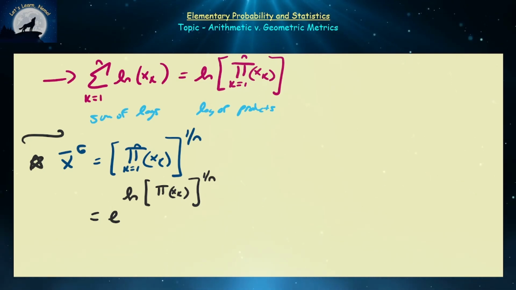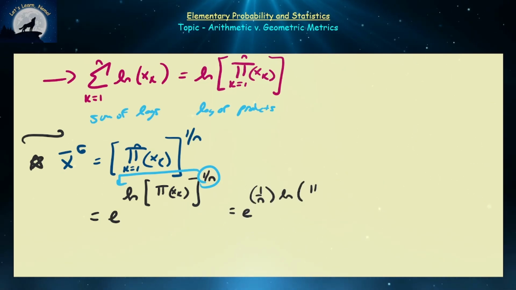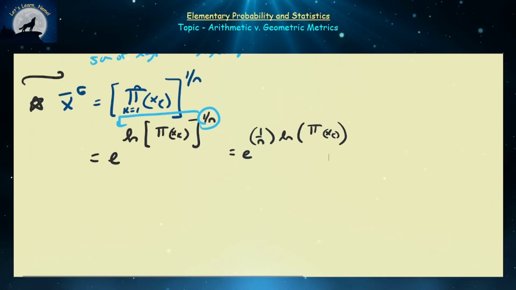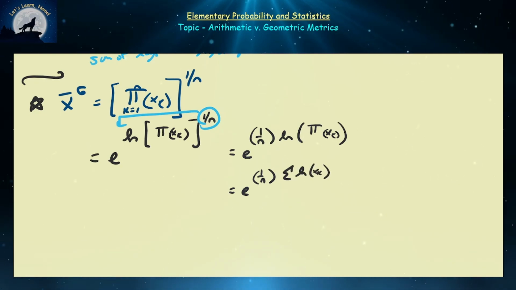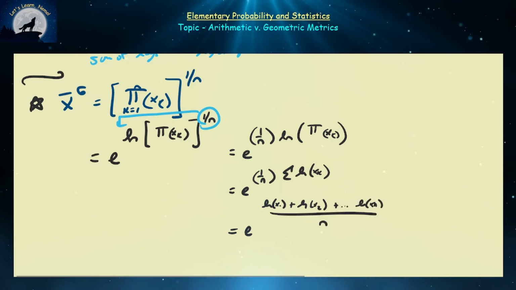But what is this number? Well, this number can come down by properties of log. So we can write this as e to the 1 over n times the log of the product of x_k. And what is the log of the product? Well, that's just equal to the sum of the logs. So we can actually write this instead as e to the 1 over n times the sum of the log of the x values. And if you look at this exponent very carefully, that's just the natural log of x1 plus the natural log of x2 all the way down to the natural log of xn, all divided by n. You might think, does this exponent kind of look like an arithmetic mean?